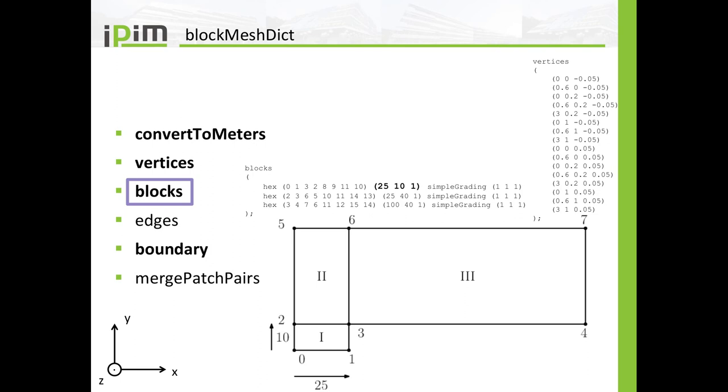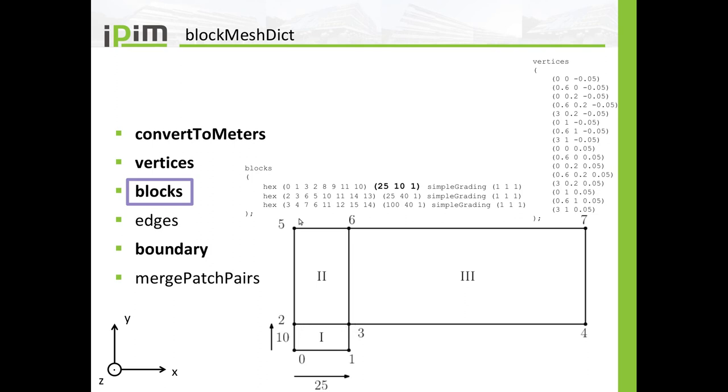Now for the mesh itself, these vertices are not the coordinates of your mesh, but rather the coordinates of your geometry. But now we come to the mesh. You define the mesh within these brackets. And here in the first block we want to place 25 cells in the x direction and 10 cells in the y direction. In the second block we want to place 25 in the x direction. It has to be the same number here.